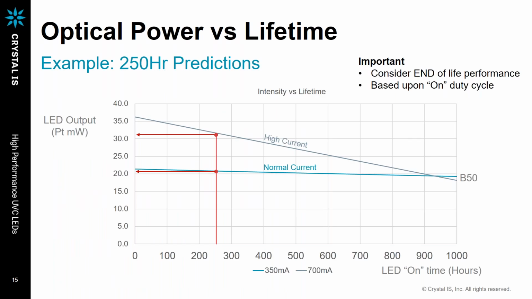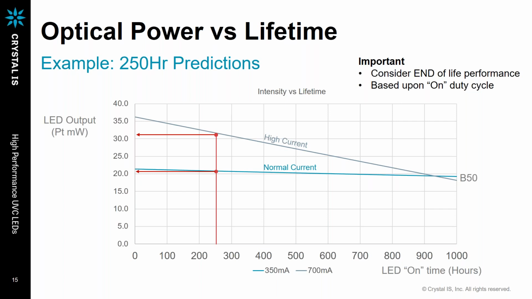Here is an example of optical power versus lifetime. We are focused just on a 250-hour prediction. We are not looking at a much longer lifetime, just as an example. So the first line shows that if you use high current, in this case, let's operate the LED at 700 milliamps, we can get a power output somewhere between 35 to 37 milliwatts.